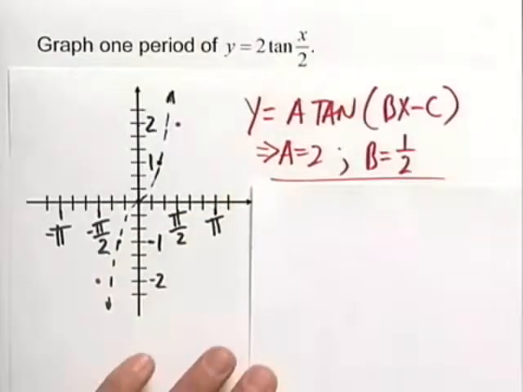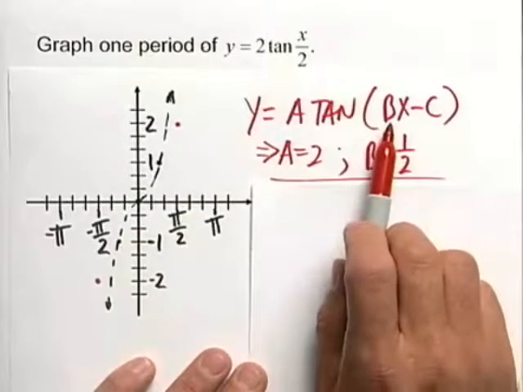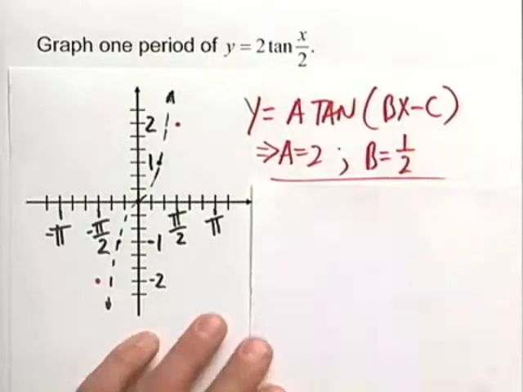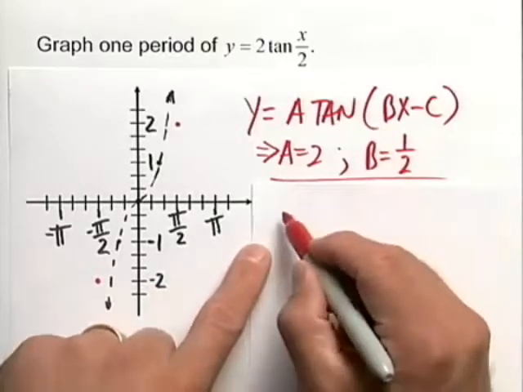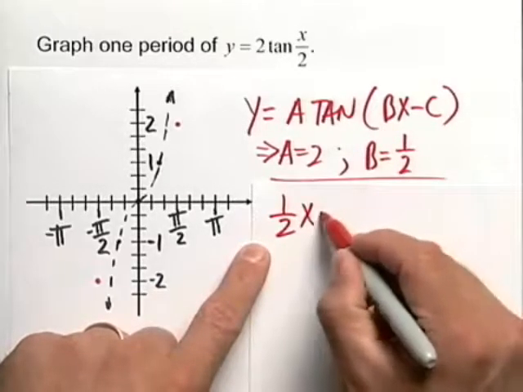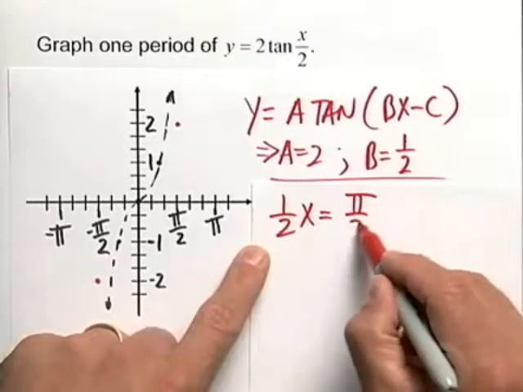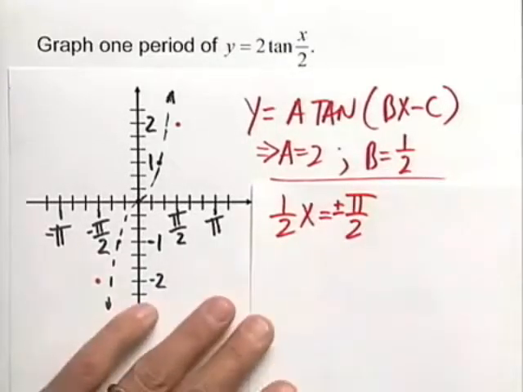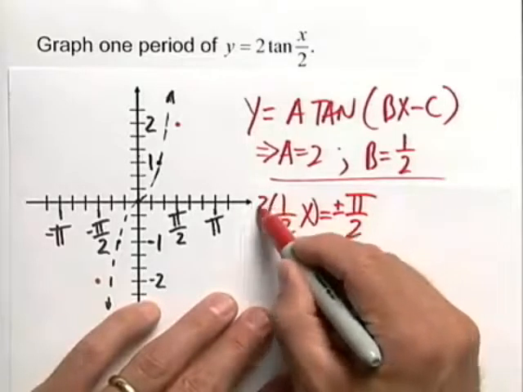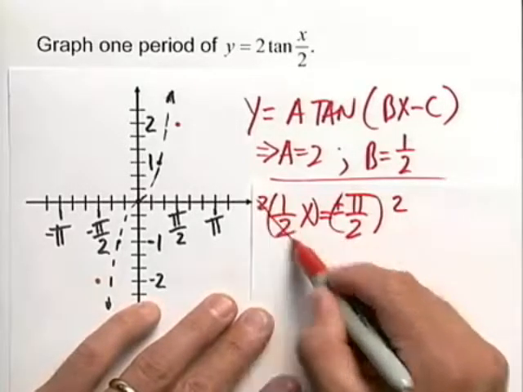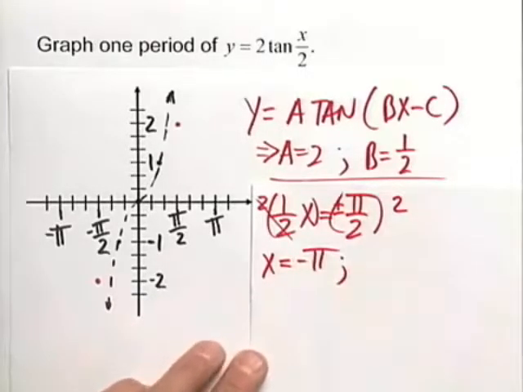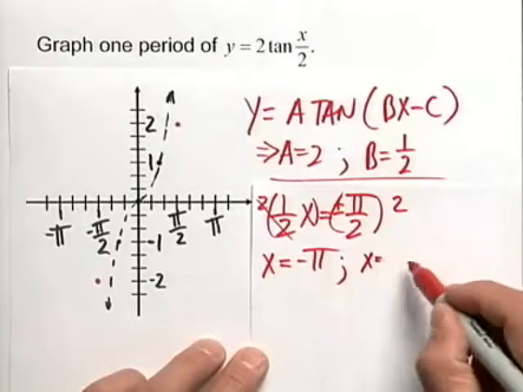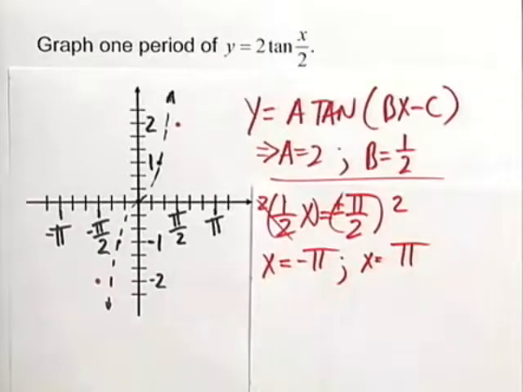Now that we have a and b, let's go ahead and find our vertical asymptotes. The formula for our vertical asymptotes is bx minus c equal to plus or minus pi halves. Now since c is equal to 0 and b is equal to 1/2, we can simply write this as 1/2 x being equal to pi halves. And I'm going to sneak in a plus or minus here on you. To find those vertical asymptotes, we're going to solve both sides for x entirely. Multiplying both sides by 2, we obtain the equation x equals negative pi for one vertical asymptote and x equaling positive pi for the other vertical asymptote.